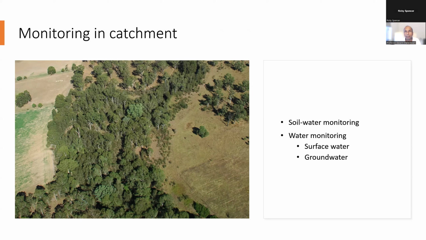Both surface water and groundwater are important aspects of water monitoring, and they are connected. So groundwater feeds surface water, and surface water recharges groundwater. So we can't really separate groundwater from surface water. And also what happens to surface water can affect the quality of groundwater. So if the surface water is polluted, then it can impact the quality of groundwater.